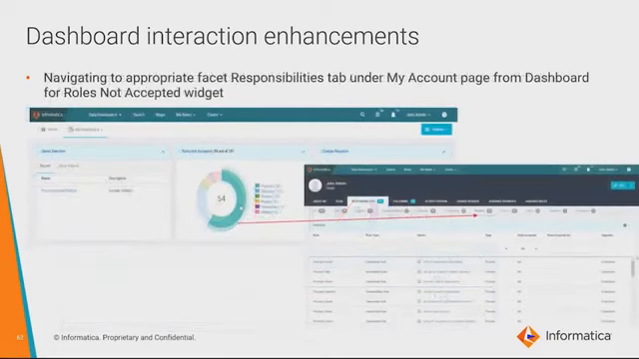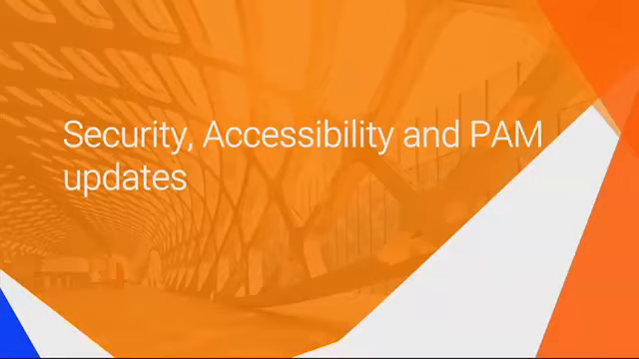Similarly, for the roles which are not accepted, the user is navigated to the responsibilities tab. It goes to the particular facet and also applies the filter of roles not selected. Previously, this was just navigating the users to that page and the filtering was not applied. All those things have been enhanced or improved.